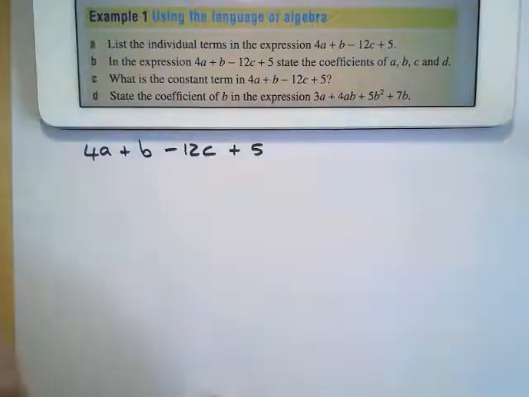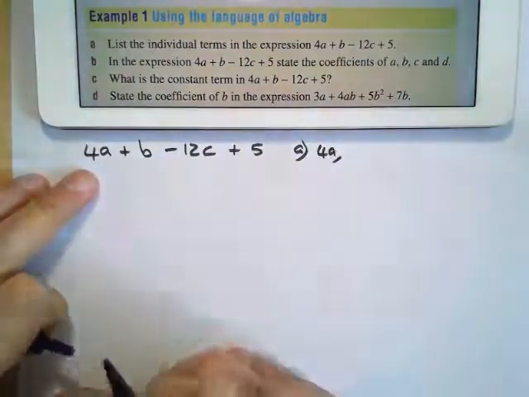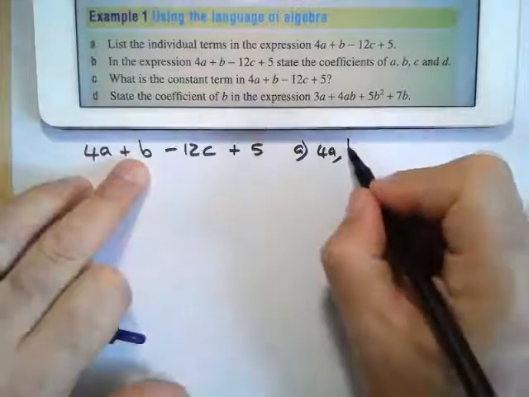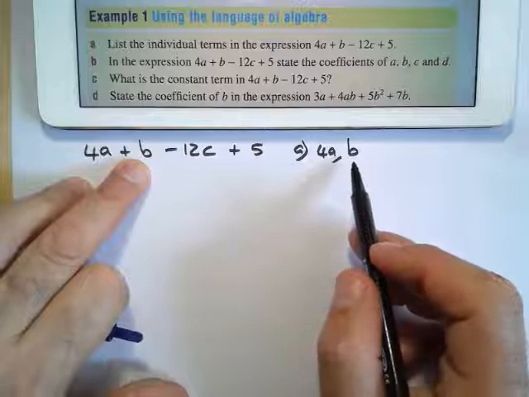So I'm going to say for a, my answer is going to be 4a, that's my first term. My second term is b. I'm not going to say plus b because if I just say b, it means the same as plus b.